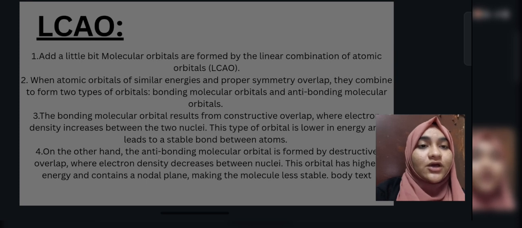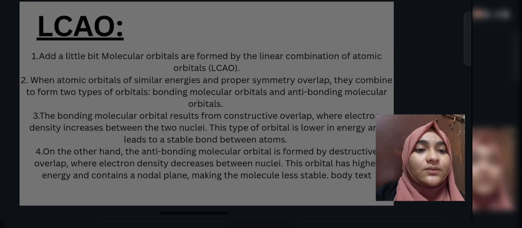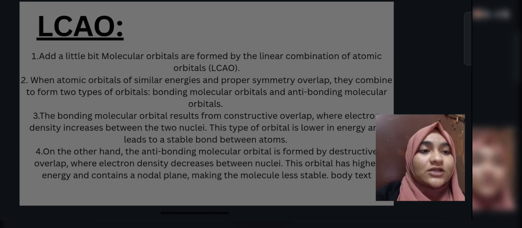The bonding molecular orbital results from constructive overlap, where electron density increases between the two nuclei, meaning two atoms. This type of orbital is lower in energy and leads to a stable bond between atoms. On the other hand, the anti-bonding molecular orbital is formed by destructive overlap, where the electron density decreases between nuclei. This orbital has higher energy and contains nodal planes, making the molecule less stable.